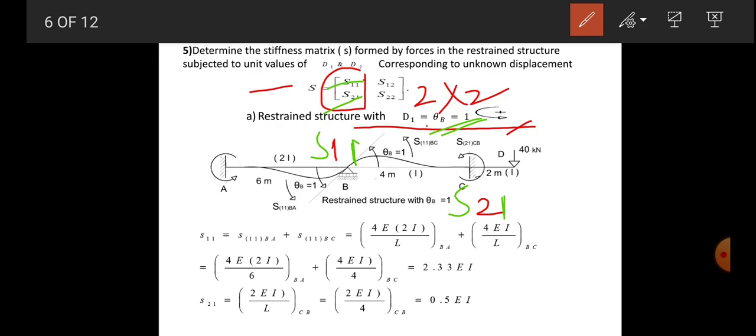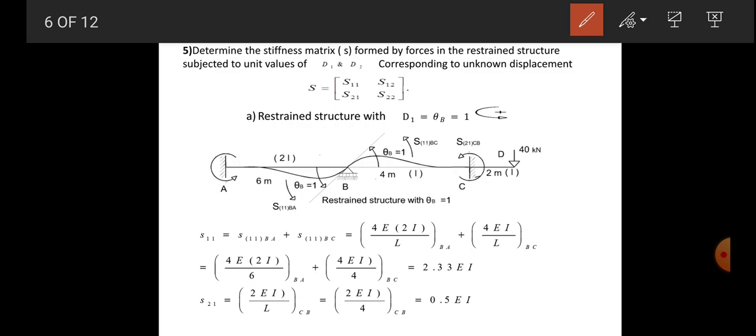Now let's apply the unit force. Applying unit force at theta b, both sides will rotate, and if both sides are attached at b, both beams will rotate, and at the location where you are applying unit force, that moment will always be 4 ei by l. So this moment will be 4 ei by l for both sides. So here you see the S11 for BA plus S11 for BC we club together.